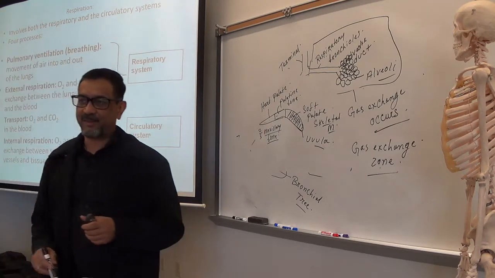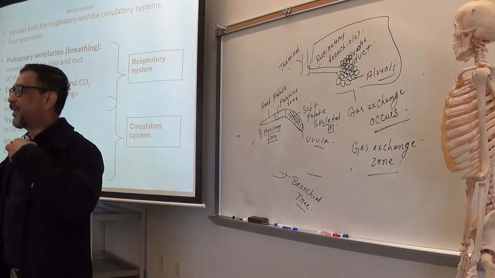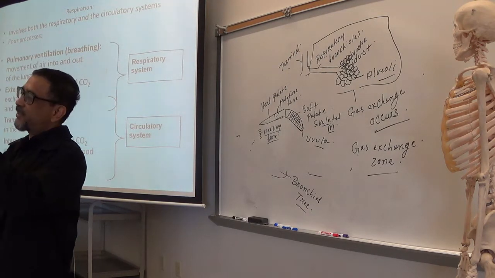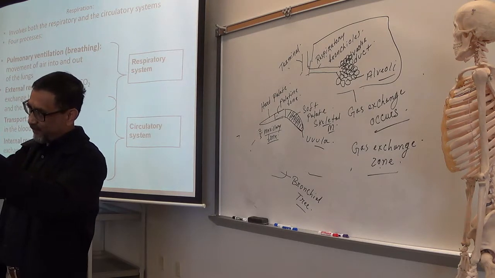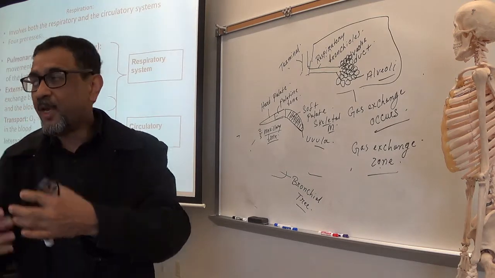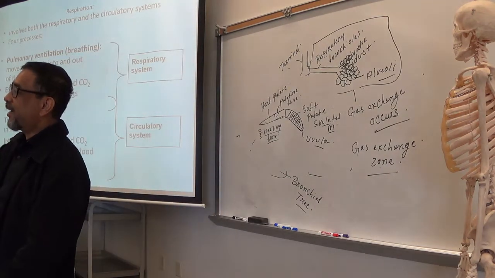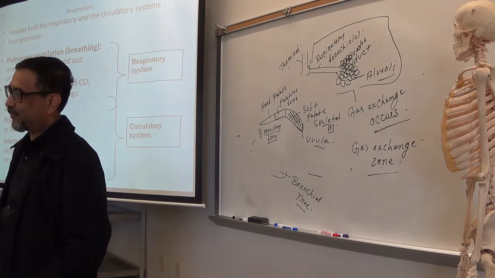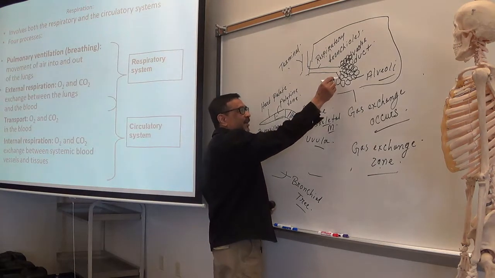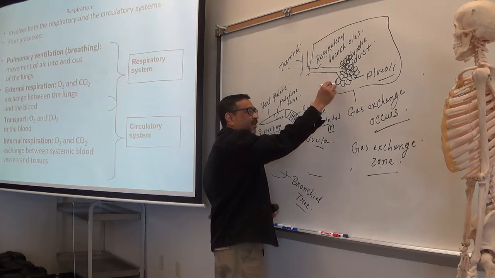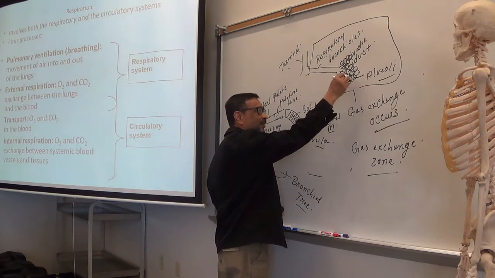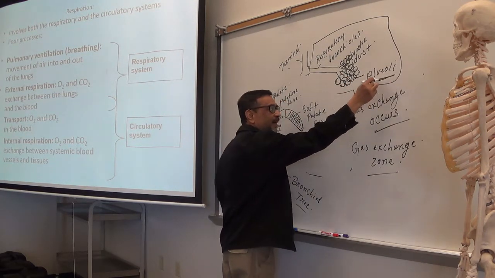External respiration. What is this? After the air enters into the lung, inside the lung, gas exchange occurs. Inside the lung, what happens? Gas exchange between the lung and the blood. So, you remember inside the lung you have tiny air balls called what? Millions. These are called alveoli.